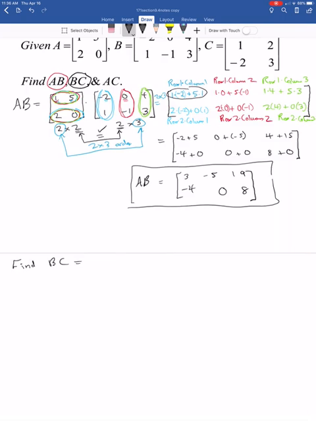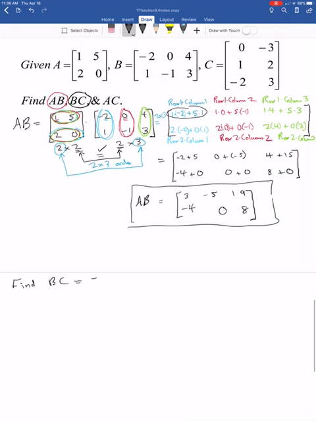So BC, we're going to be taking a 2 by 3 matrix: -2, 0, 4, 1, -1, and 3. And multiply it with matrix C, which is a 3 by 2: 0, -3, 1, 2, -2, and 3.